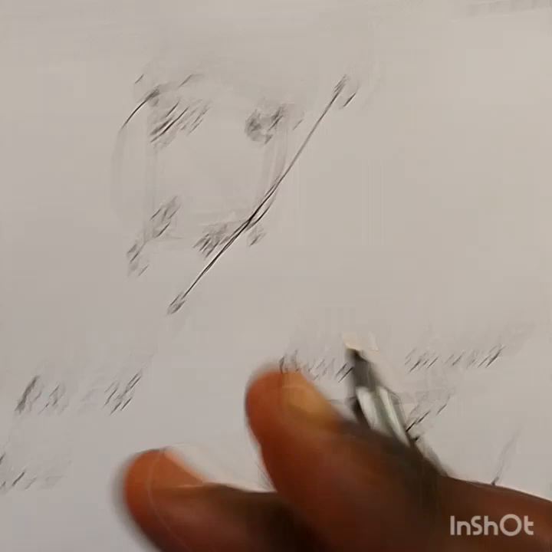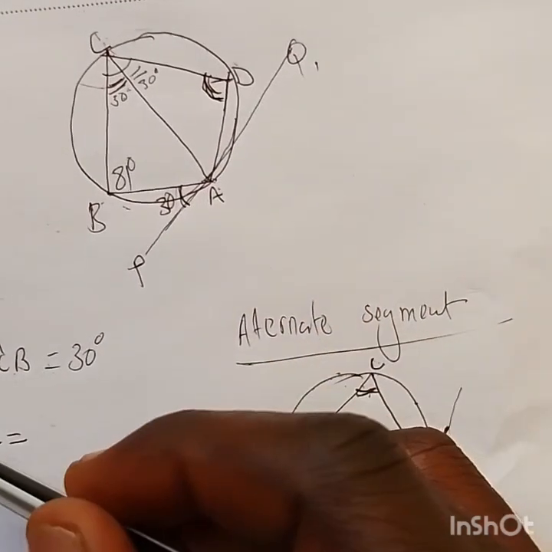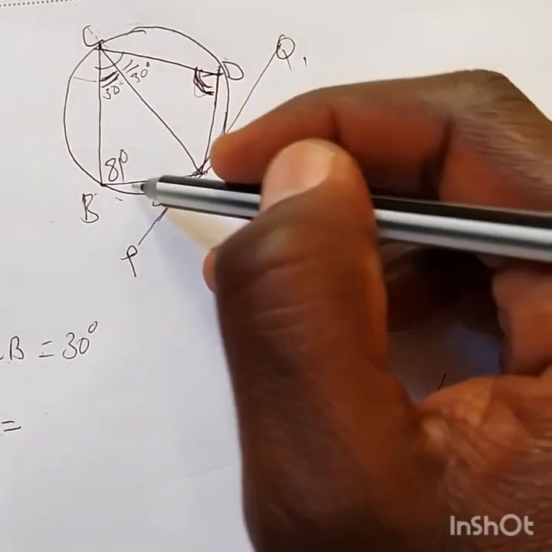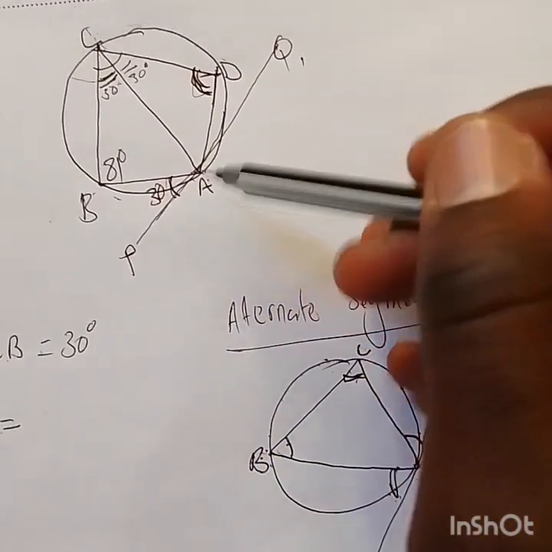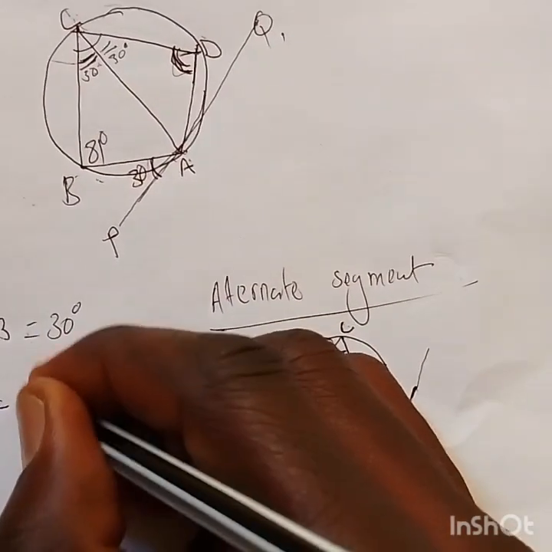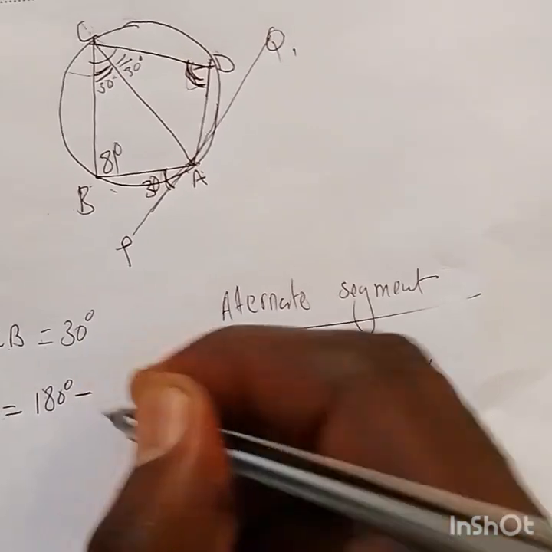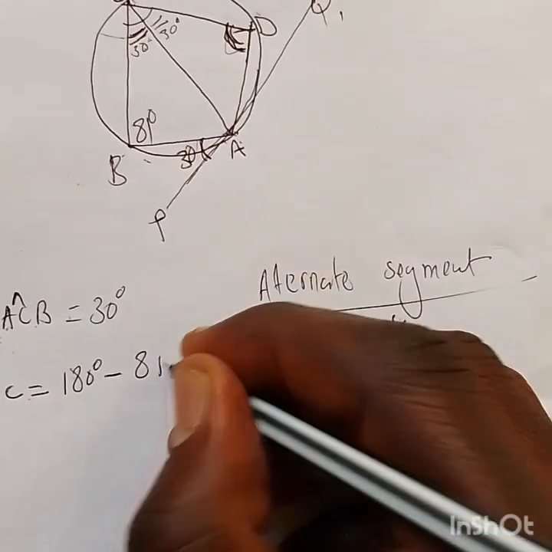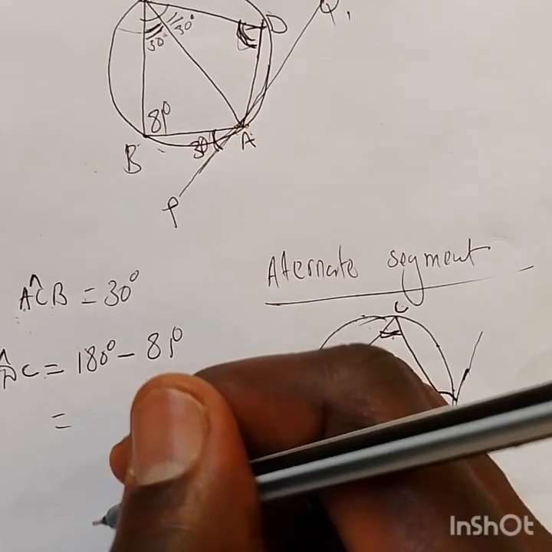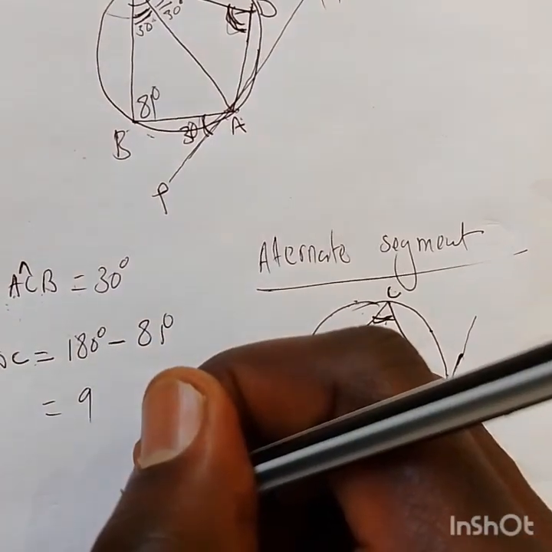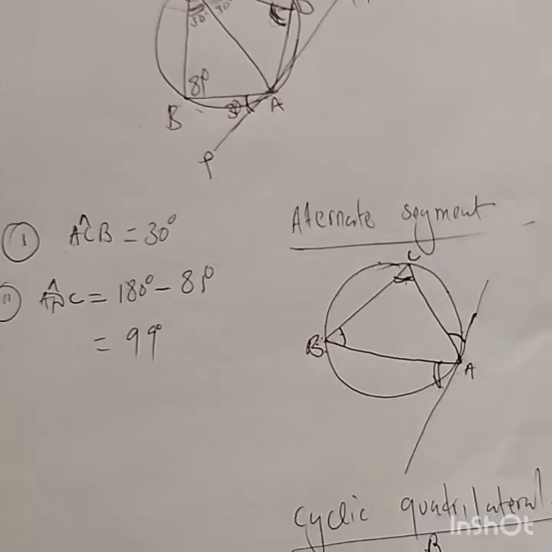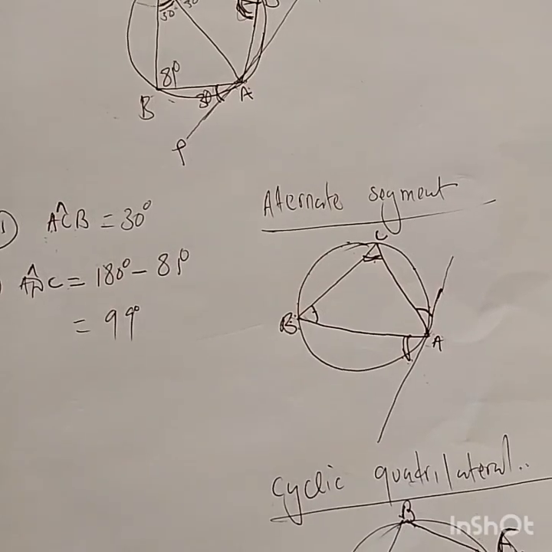So coming to our question, we need to find ADC. This angle and this angle are opposite, and this is a cyclic quadrilateral. So to find ADC, we just say 180 minus 81. What is 180 minus 81? It will give us 99 degrees.